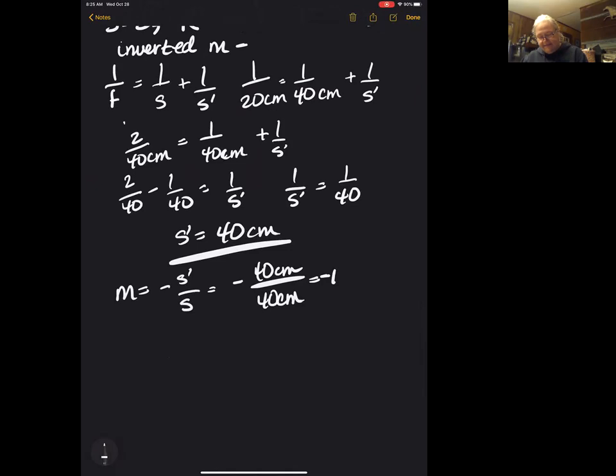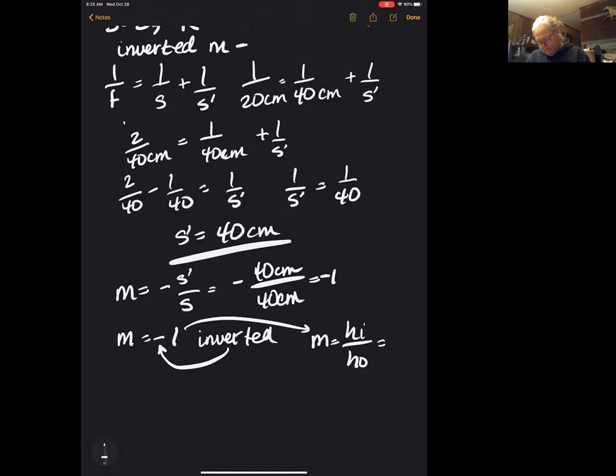So what that means is my image is inverted because it's negative, but because this is 1, the image and the object are exactly the same size. So when I'm at the radius of curvature, which is 2 times the focal length, I get exactly the same size image as I have object. That's the only place that will happen. Okay. All right.